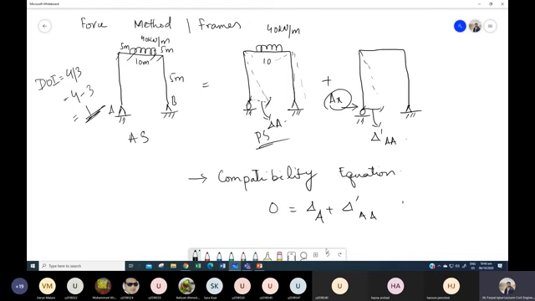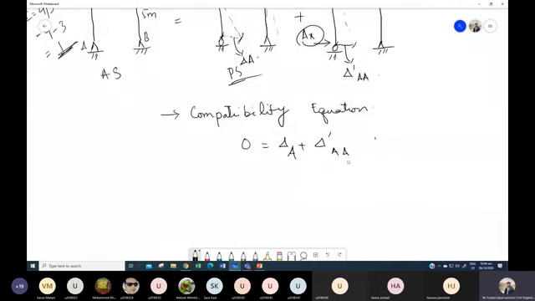Okay, so we have the deflection, and if I simplify this one again, this delta dash AA would be equal to FAA, that is the flexibility, times this reaction AX. So 0 is equal to delta A plus FAA into AX, right?